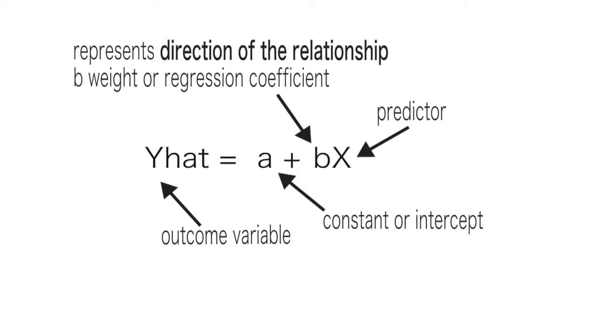A is known as the constant or intercept. A is the value of the outcome variable when the predictor is 0, i.e. when it intercepts with the y-axis. Okay, enough of algebra. I wanted to put this out there because a linear regression is about using the data that we've already got to create a line of best fit, which is that equation of a straight line.